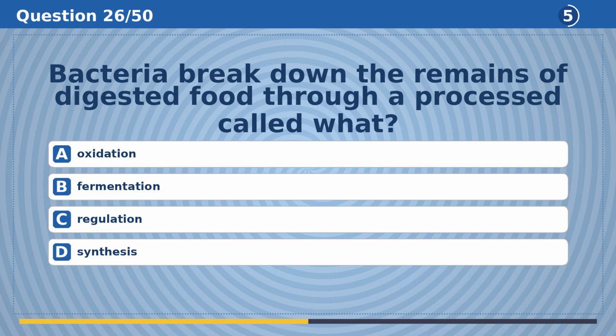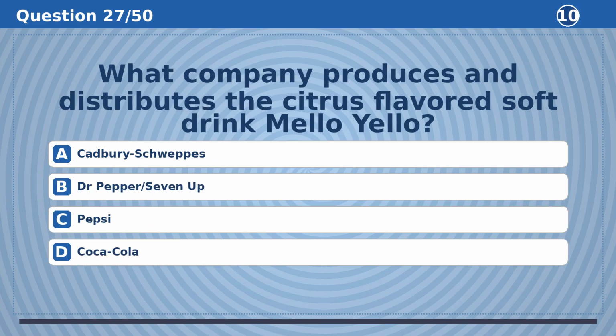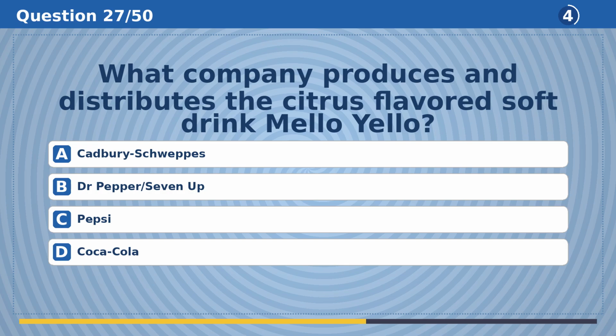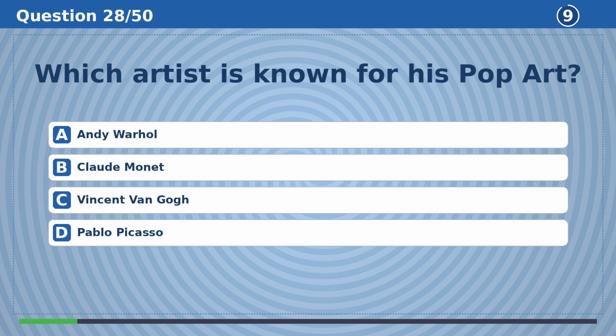Bacteria break down the remains of digested food through a process called what? The answer is B, fermentation. What company produces and distributes the citrus-flavored soft drink Mellow Yellow? The answer is D, Coca-Cola.